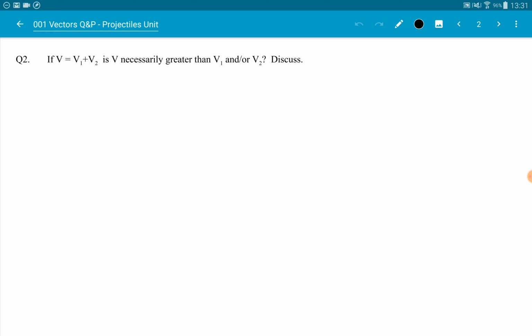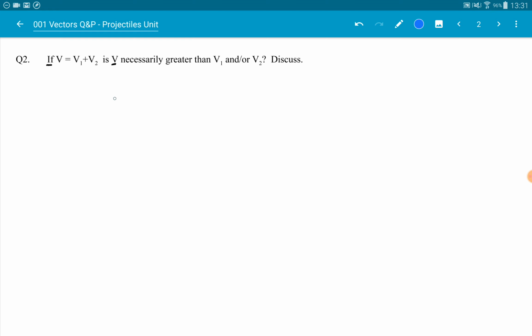Worksheet number 1, question number 2. If, and this is a big thing, if the ending velocity, you might say, the velocity is equal to the original one of the velocities plus another velocity, is the V, the ending velocity, necessarily greater than the two components, the two bits that made it up? Now that's an if statement. We know that this statement is not true, but let's look and see and prove that it really isn't true.